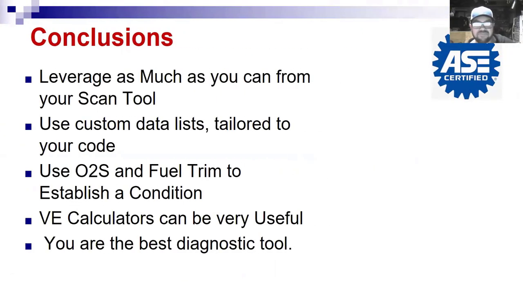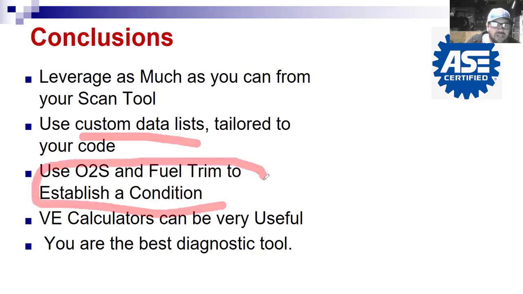Pretty neat stuff. So let's do some conclusions here for tonight. Again, we always want to leverage as much information as we can from our scan tool. That could be things like using the volumetric efficiency calculator, putting the scan tool in a graphing mode, or using custom data lists tailored to your code. Of course, you're going to now use your O2 sensors and fuel trim to establish a condition: is the engine running rich or is it running lean? If it's running too rich or too lean, that'll give you all kinds of issues.